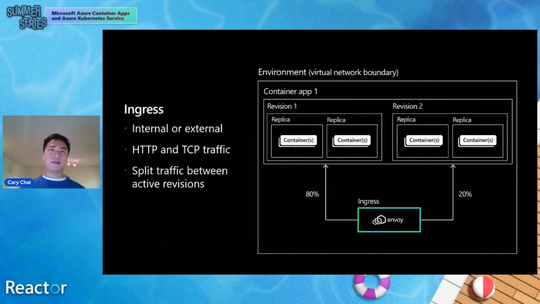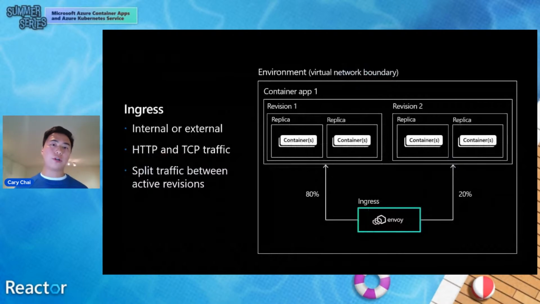And what you do with traffic splitting is that, let's say you have a few different versions of your application. So maybe revision 1, revision 2, and let's say you're doing a blue-green deployment and you want to do A/B testing between the different versions and see how one compares with the other.